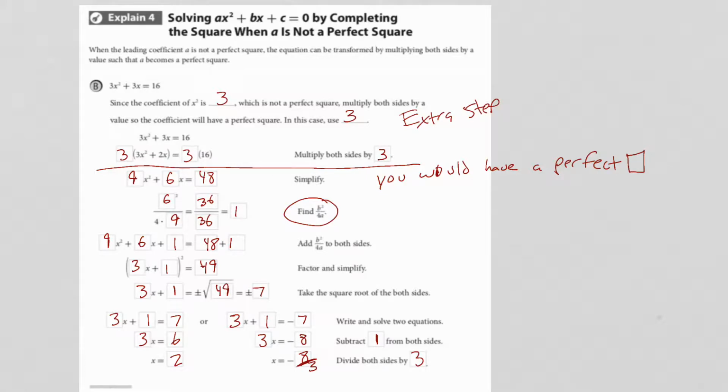So now that we've done that, then you can basically do all the same things you did before, with the exception of having just one extra step, and then it all works out, and hopefully everybody's understanding what to do. So let's take a look at 2 examples when A is not a perfect square. And remember, perfect squares are 4, 9, 16, 25, 36, and so on.